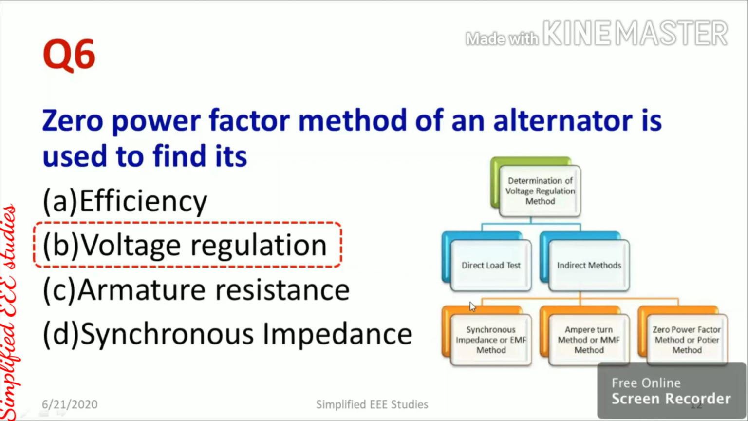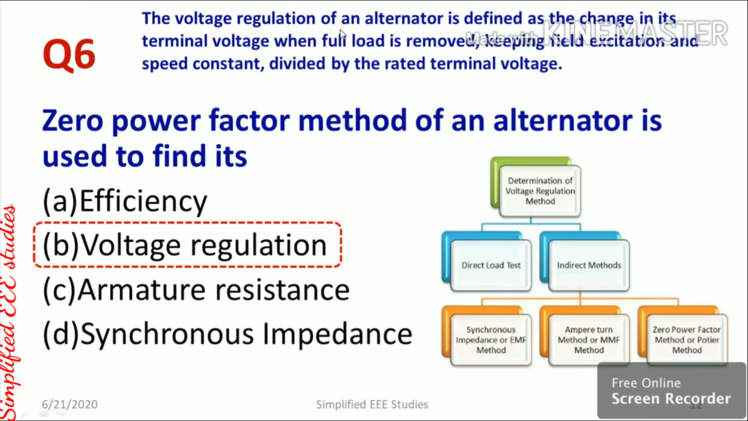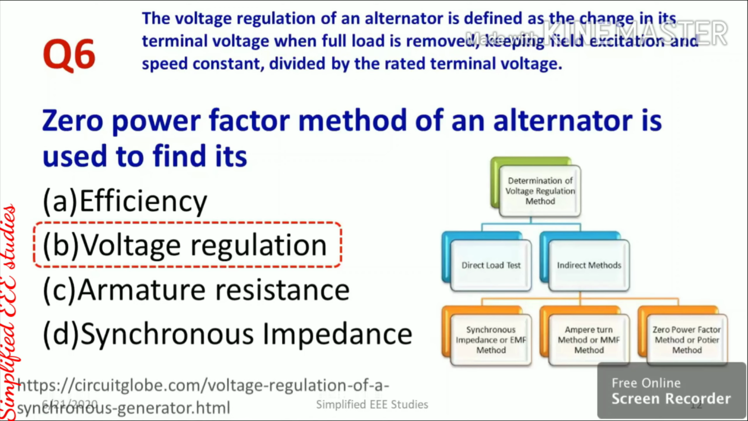Now let us make a comparison. Before moving on to the comparison, let us study what is voltage regulation. The voltage regulation of an alternator is defined as the change in its terminal voltage when full load is removed, keeping field excitation and speed constant, divided by the rated terminal voltage. This is the mathematical expression for voltage regulation. Actually, the value of voltage regulation should be as minimum as possible.